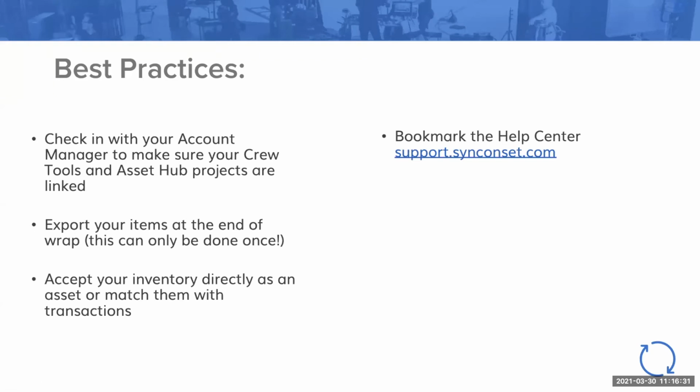You'll want to make sure that you check in with your account manager to ensure that Crew Tools and AssetHub projects are linked. Typically, this happens at the beginning of a production, but if by chance you're in Crew Tools and you don't see AssetHub as an option, please reach out to your account manager and they'll go ahead and link those accounts. Okay. Next, you want to make sure you export your items at the end of wrap. Because this can only be done once, you want to make sure that all of the information is added into Crew Tools before you export it into AssetHub.